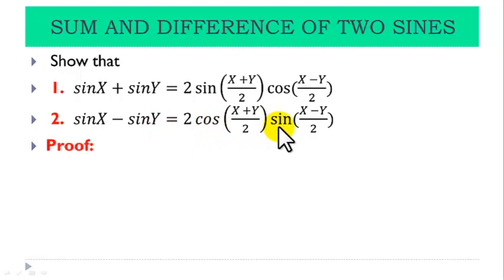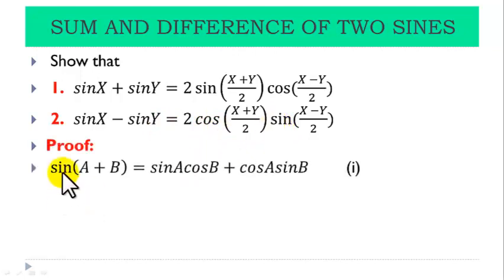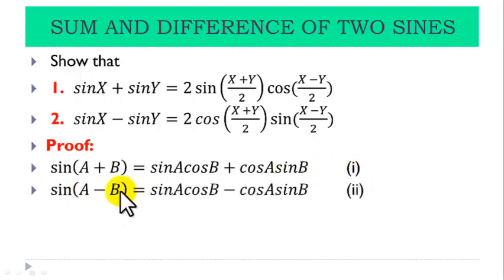Proof. Recall that sin(A plus B) is equal to sin A cos B plus cos A sin B. Let us number this as equation 1. Also recall that sin(A minus B) is equal to sin A cos B minus cos A sin B. We number this as equation 2.